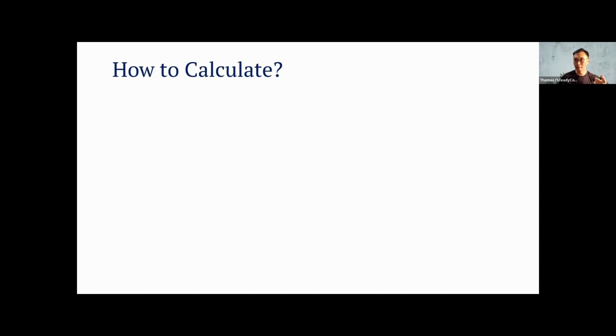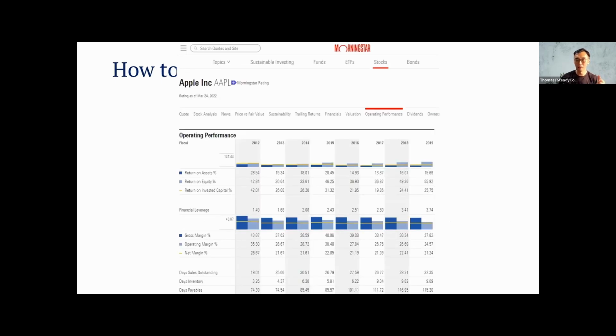And how to calculate, right? Actually, we don't have to know how to calculate because a lot of free websites will do it for you. So when you go to websites like this, this is Morningstar, you just have to type in the stock ticker. In this case, I just typed in Apple, AAPL, the stock ticker. You hit operating performance and you are able to see all these like inventory days, sales outstanding and then payable. Sales outstanding just means your account receivables. So all these are calculated for you.